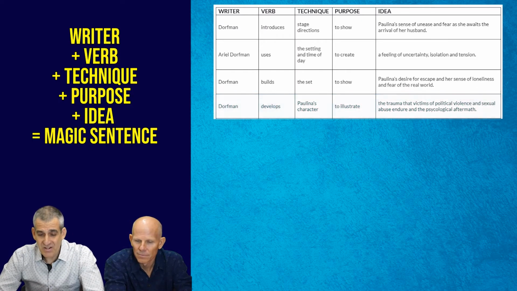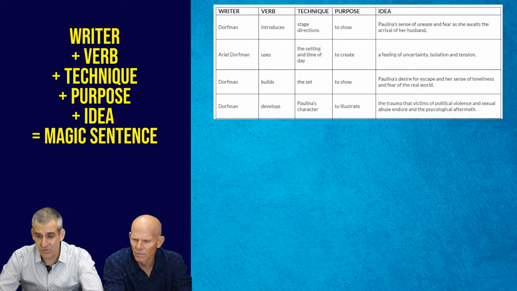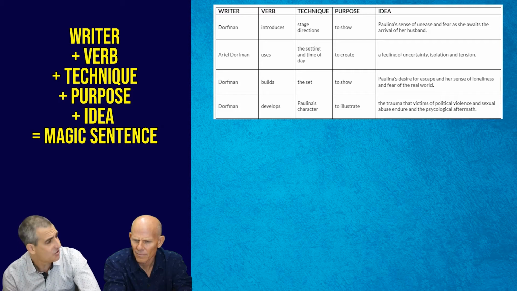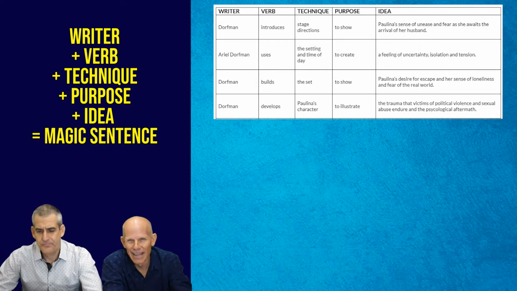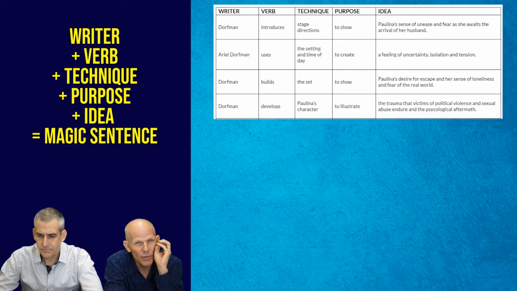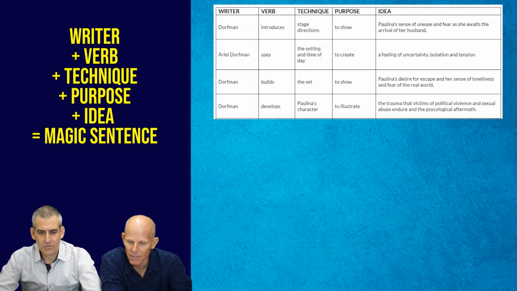Okay. Dorfman develops Paulina's character to illustrate the trauma that victims of political violence and sexual abuse endure and the psychological aftermath. Rich ideas in that one, Mr. Giles. Cool. Political violence, abuse, and psychological aftermath. Great sentence. I love the magic sentence. Tell me more. That's good. I think, again, that meaty idea that we're forced to really think about is the critical piece. Okay, the next one, we're going to talk about the plot.